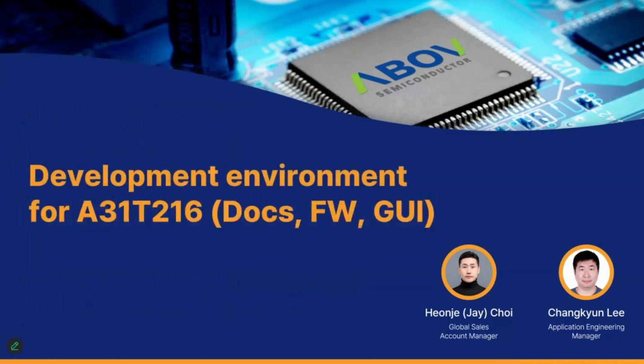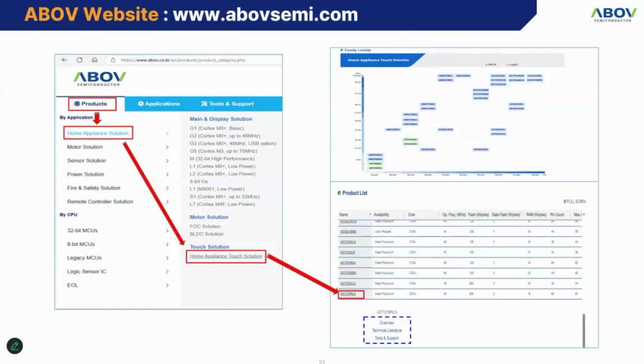Okay, first we will introduce development environments. We will go through the documentation. You can check the entire lineup and product list on our website. If you select the desired IC package in the product list, you will be taken to a detailed page where you can download the data for the IC. You can also search by IC name, like A31T216. In the search bar, you can type the product name and check the documentation.